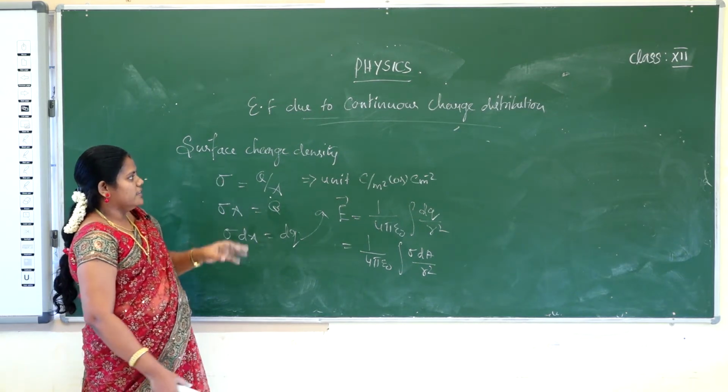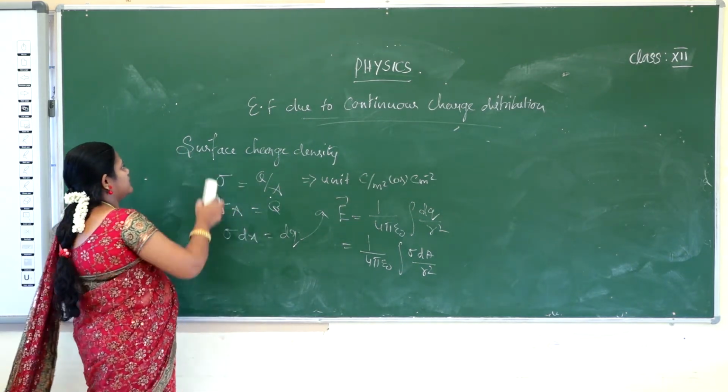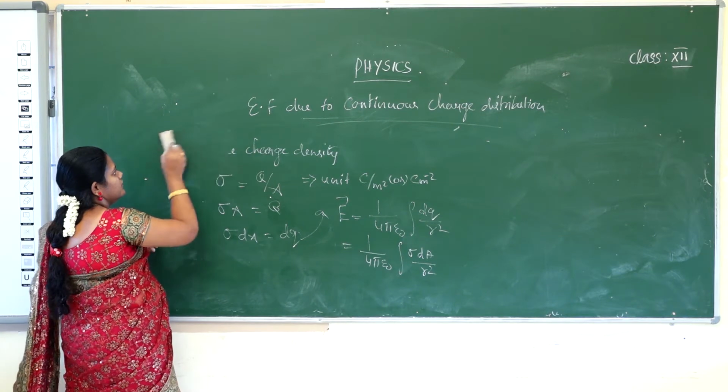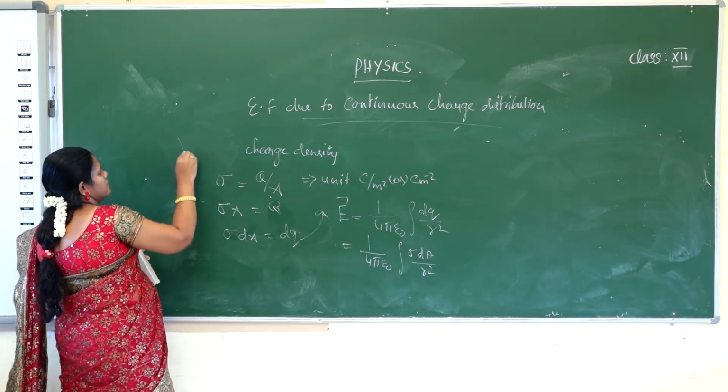And then the next one after surface charge density is the volume charge density.